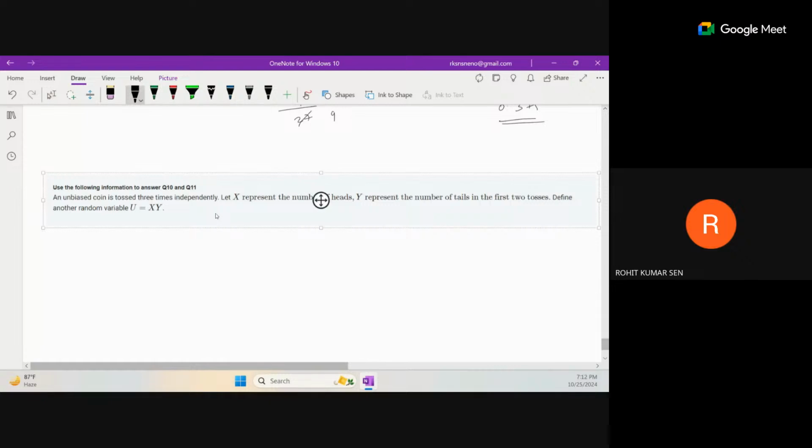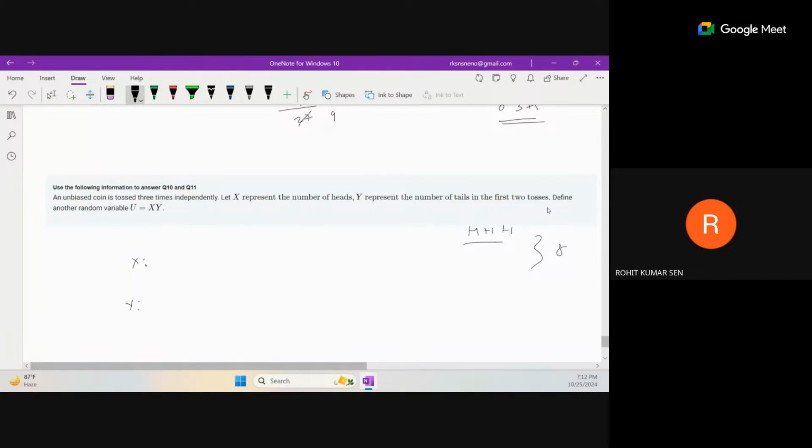So we are tossing 1 coin 3 times. So you can have head, and these are the kinds of outcomes I can have in the experiment. So total outcomes is 8. So this is my experiment, and they are defining 2 random variables on top of that.